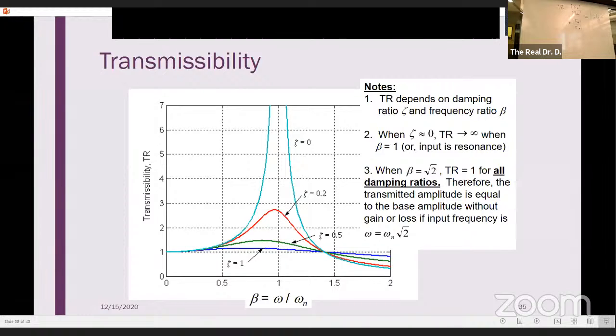Notice that at low frequency ratio, when omega is much less than omega n, we also get a transmissibility of 1. We get this spike near resonance, then it comes down again. To the right of root 2, as Dwight Schrute would tell you, that's where the money beats are. It's where you want to be, because the transmissibility is less than 1 here, all of it.